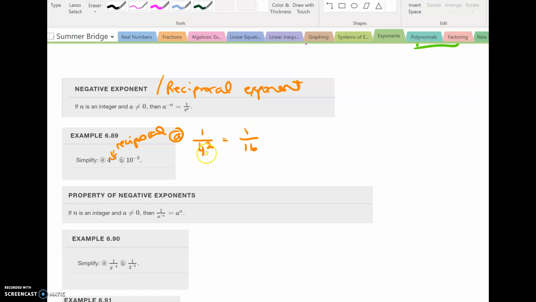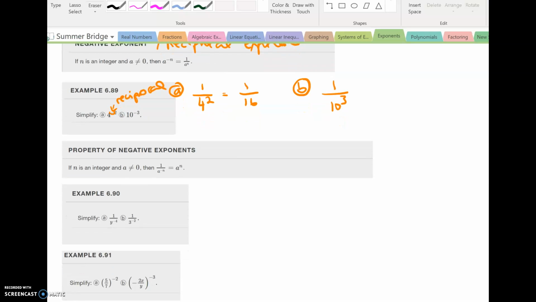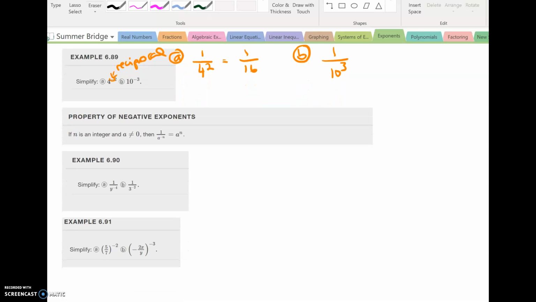Okay, but even if you can't evaluate 1 over 4 to the 2, that's what the negative is telling you to do. B, it's telling you 10 to the negative 3rd power. Really, it's saying 1 over 10 to the 3rd power. It's saying reciprocal. And that works also if the negative is in the denominator. So if the exponent is negative and that whole term is in the denominator, then you just bring it up to the numerator, because again, the negative means reciprocal.